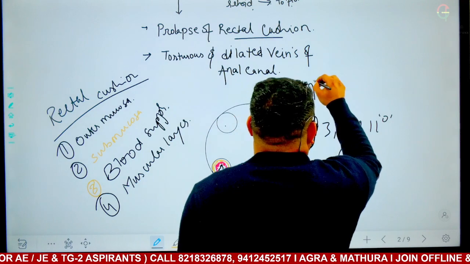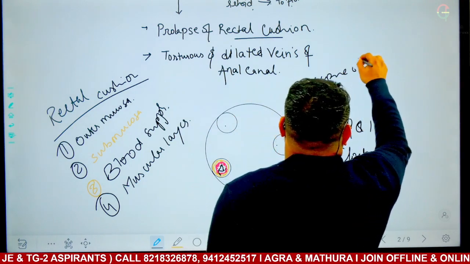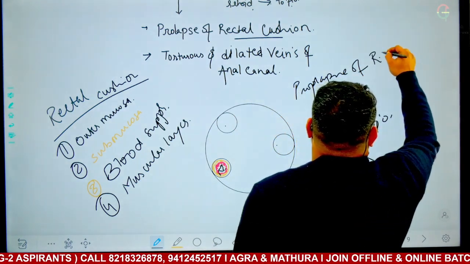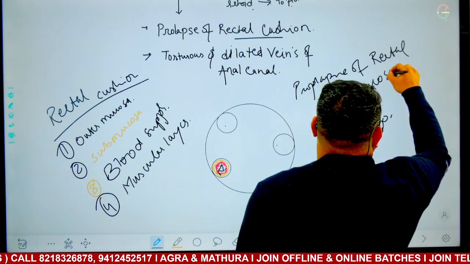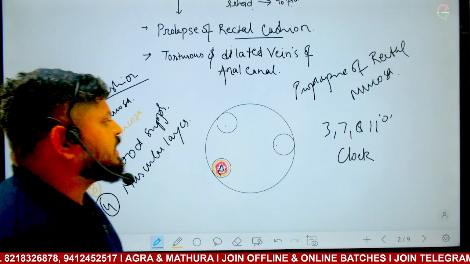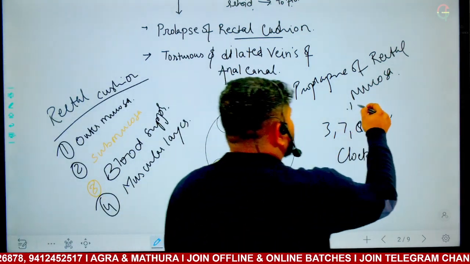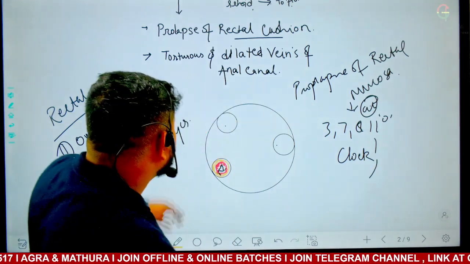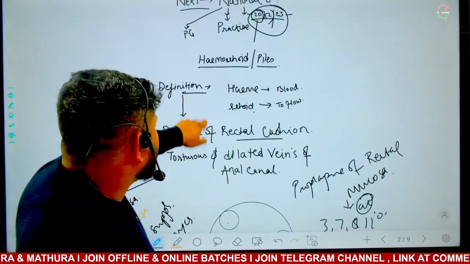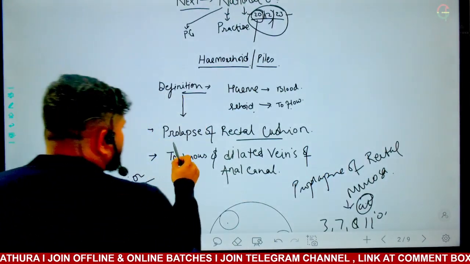Prolapse of rectal mucosa at 3, 7 and 11 o'clock is called hemorrhoids. As we have talked about the definition of hemorrhoids, it is prolapse of rectal cushion.